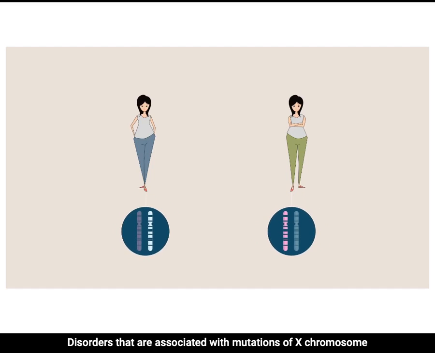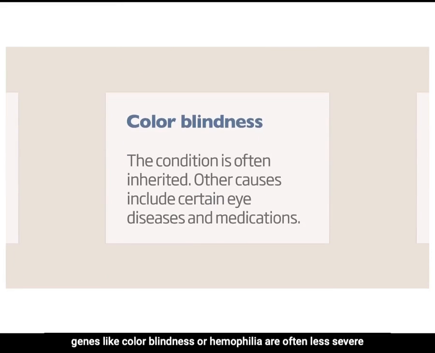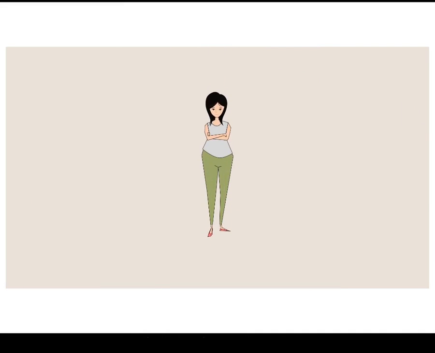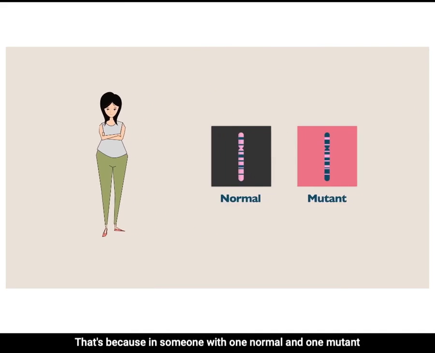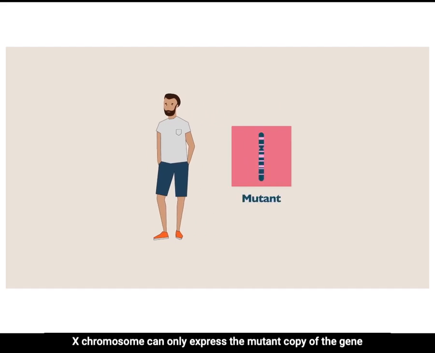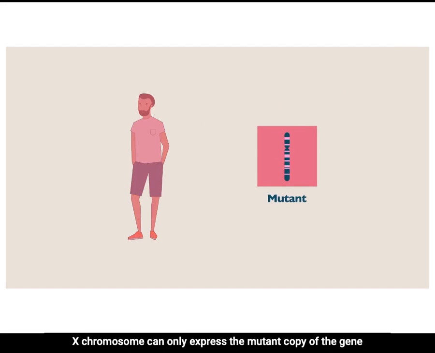Disorders that are associated with mutations of X chromosome genes, like colorblindness or hemophilia, are often less severe in individuals with two X chromosomes. That's because in someone with one normal and one mutant copy of the gene, only some of their cells would be affected by the mutation. The severity of the disorder depends on which X got turned off and where those cells were. On the other hand, all the cells in someone with only one X chromosome can only express the mutant copy of the gene, if that's what they inherited.